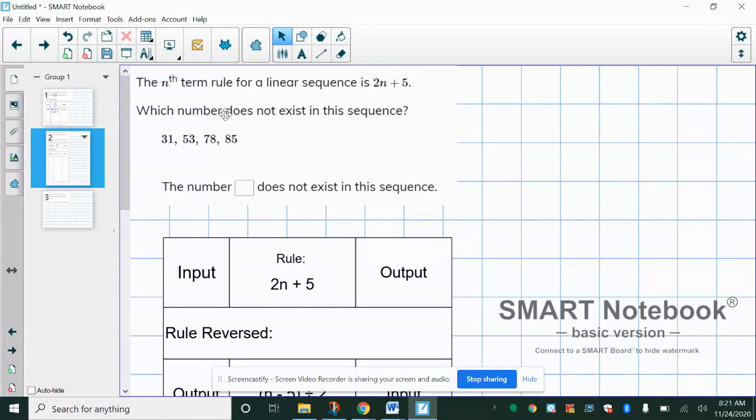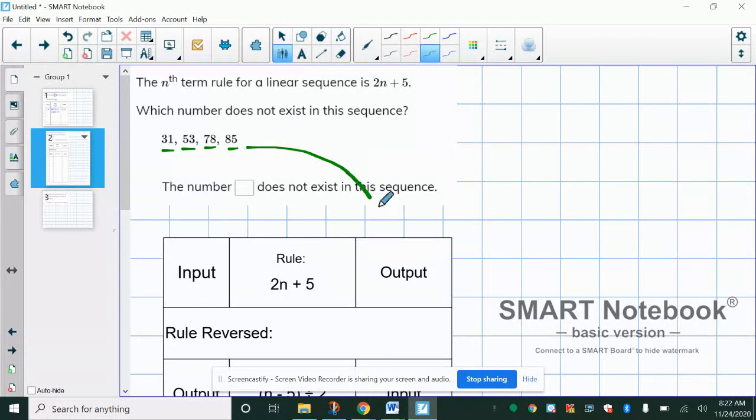Okay, this question says the nth term rule for a linear sequence is 2n plus 5. Which number does not exist in this sequence? It gives us some of the outputs. So in this case, it's important to understand that the numbers 31, 53, 78, 85 are indeed the outputs. So we need to put them through the rule, or reverse them through the rule, and see if they are a legitimate input, see if they remain a whole number.